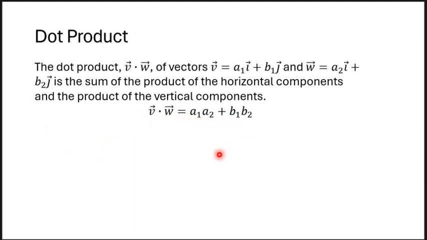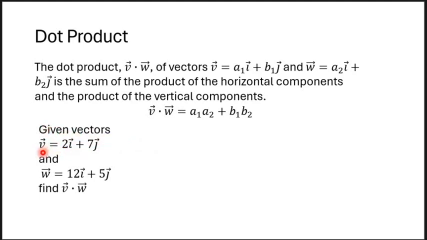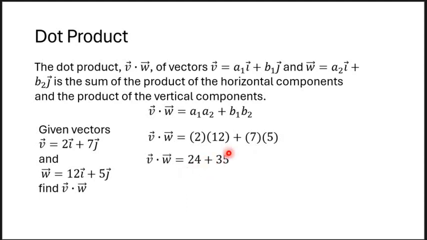Let's take a look at an example. Given vectors v equals 2i plus 7j and w equals 12i plus 5j, find v dot w. So what we want to do is find the product of the horizontal components 2 and 12 and add that to the product of the vertical components 7 and 5. So we get that v dot w is equal to 2 times 12 plus 7 times 5, which is 24, 2 times 12, plus 35, 7 times 5. So it turns out that v dot w is just equal to 59. All right, so that is how you find a dot product.